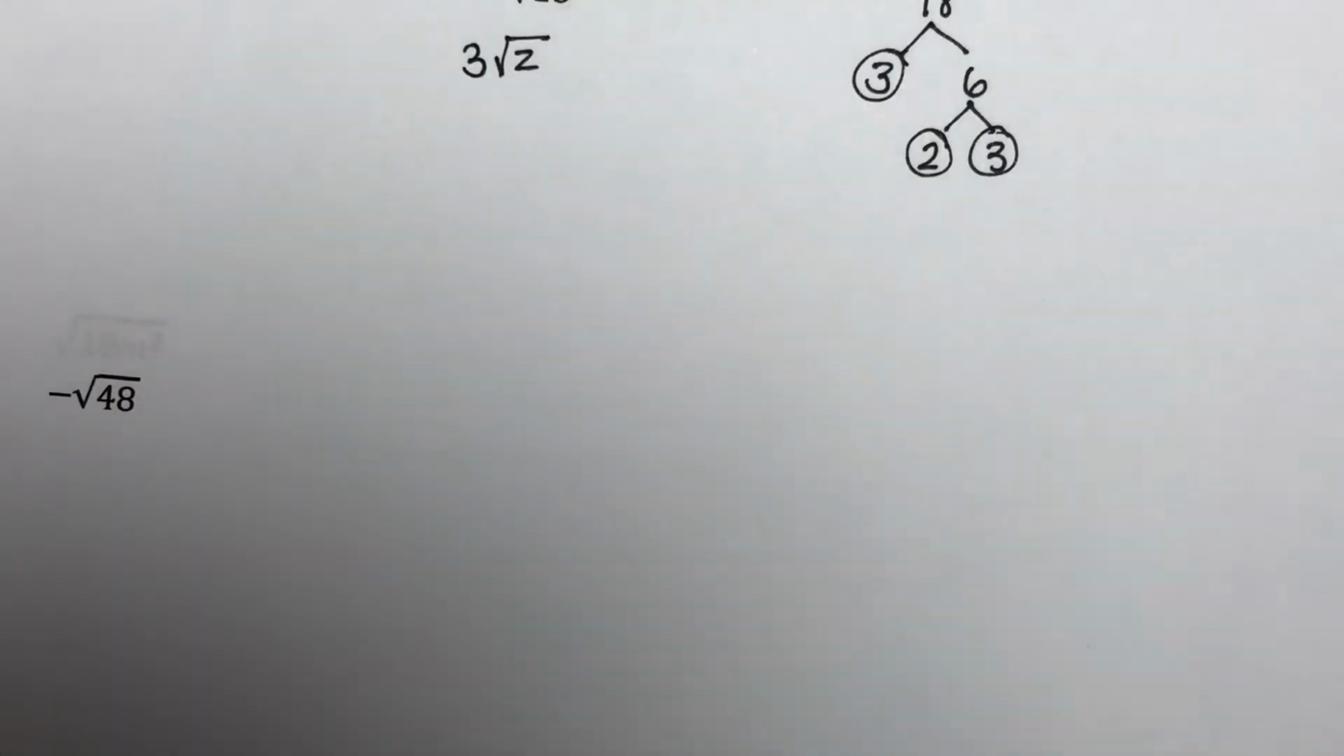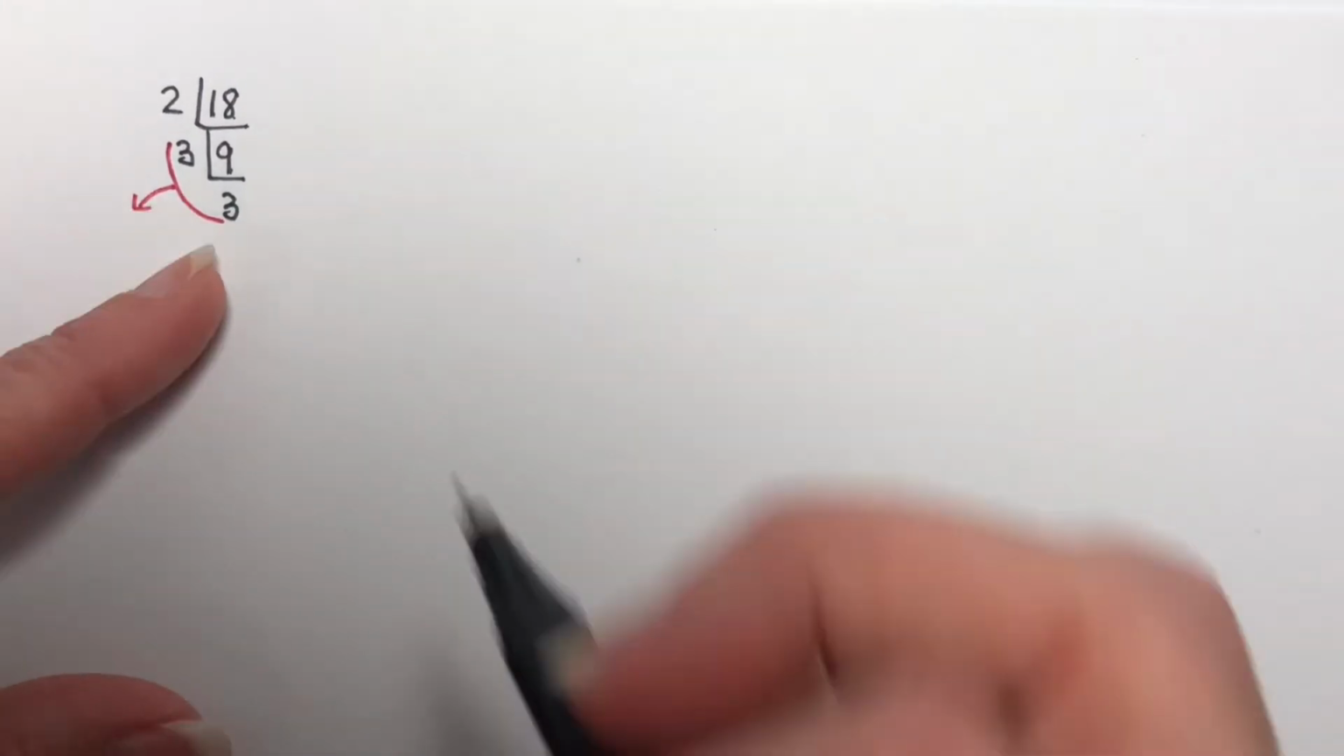Okay, so that was a fairly simple one. Let's try negative square root of 48. A negative on the outside is always okay. Your answer is going to be negative. Now I want to do a prime factorization of 48 and see what I get.